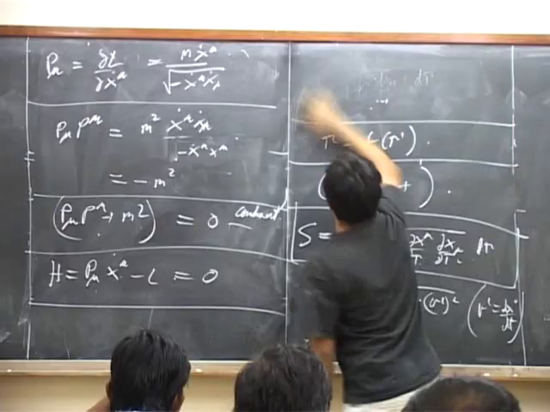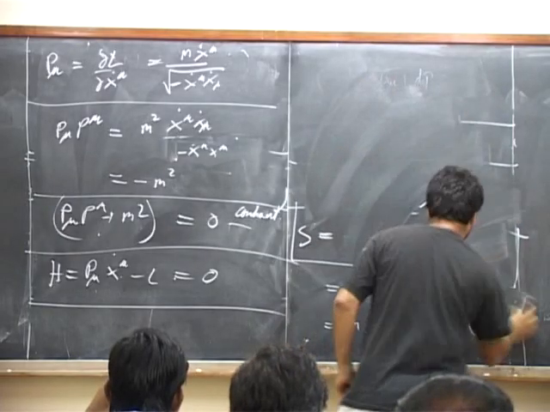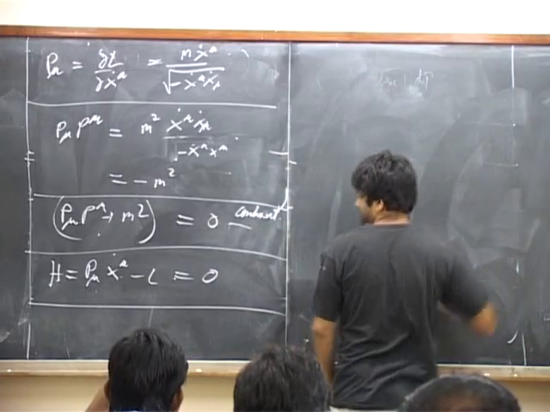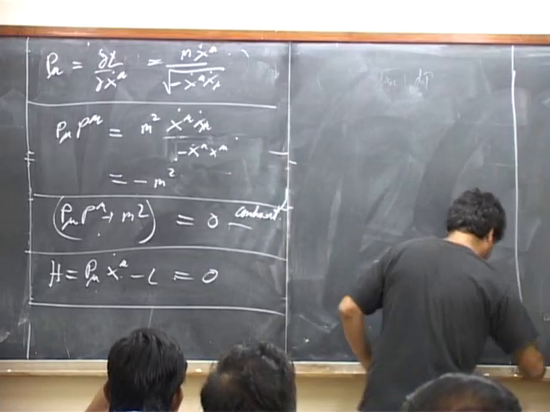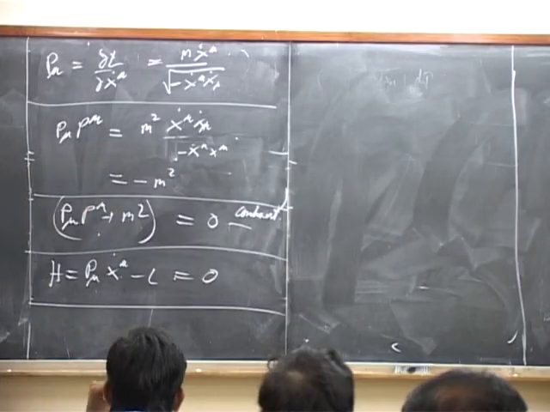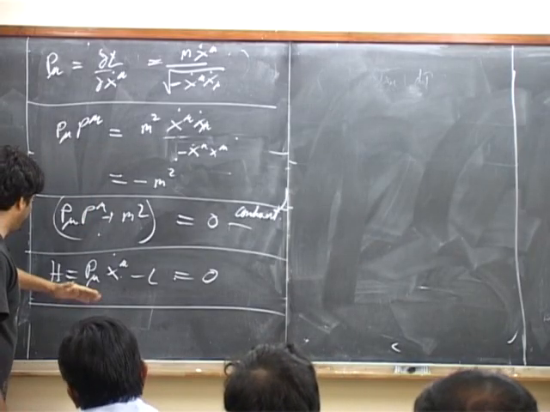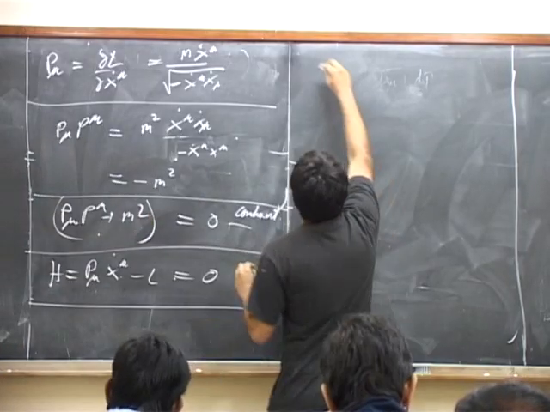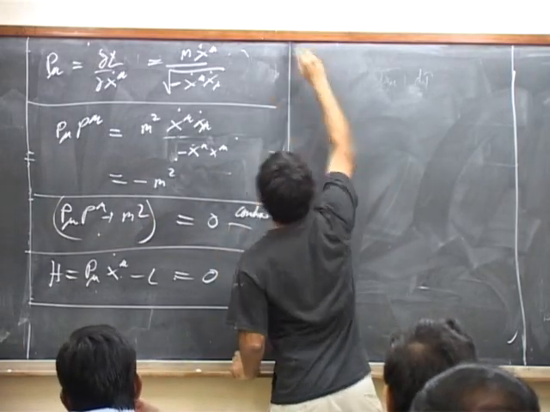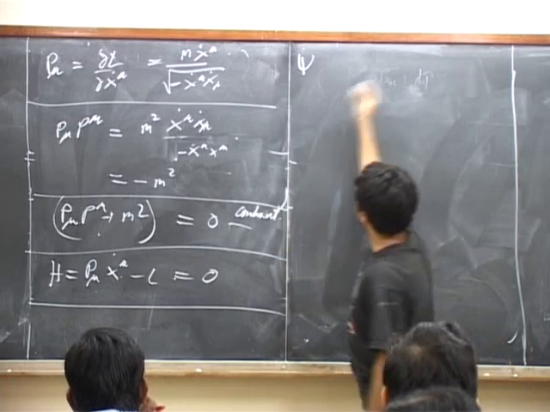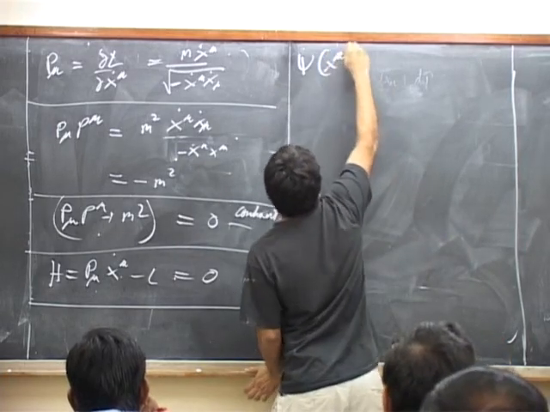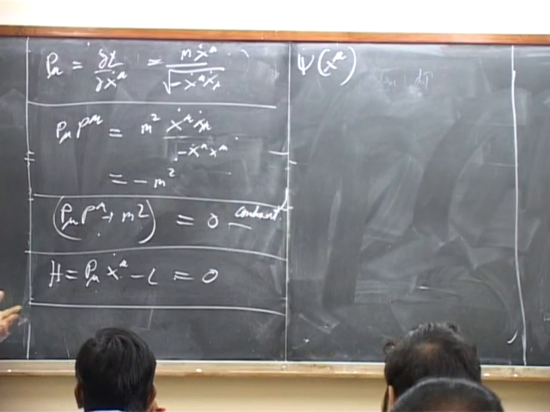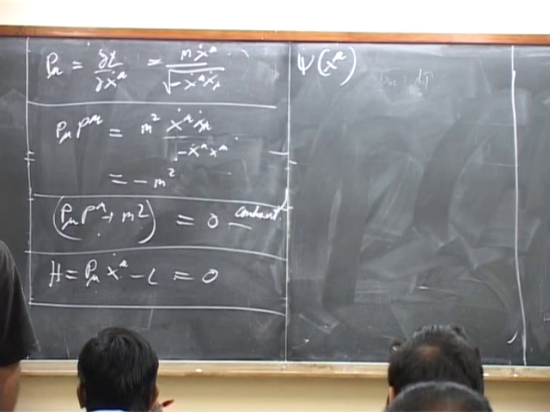So let's see. Firstly, suppose we just did the quantization. What's the answer for the Hilbert space? The answer is functions of x mu, with the norm we'll discuss in a moment.